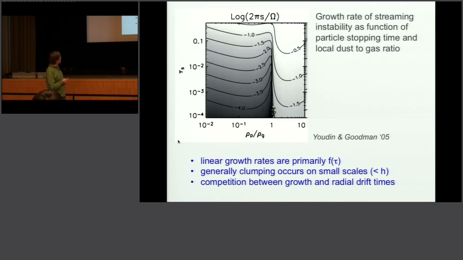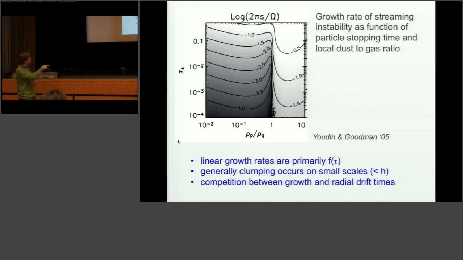So what's being plotted here is the growth rate of this instability, which is described as the streaming instability, as a function of the particle stopping time, this dimensionless tau here, and the ratio of the particle density to the gas density. And these contours here are contours of the growth rate normalized to the angular velocity. Okay? So what's found here is that these linear growth rates are primarily a function of this stopping time.